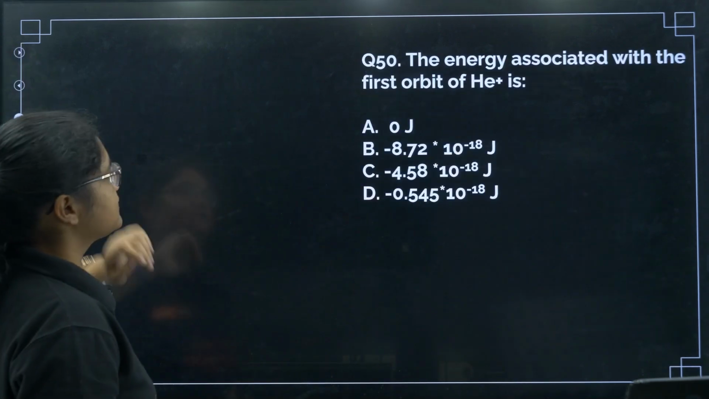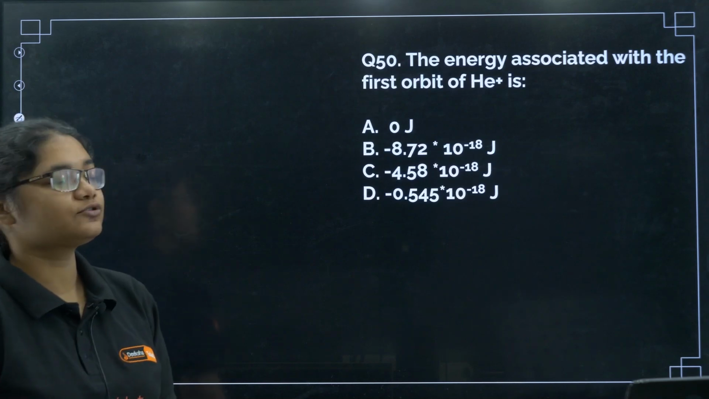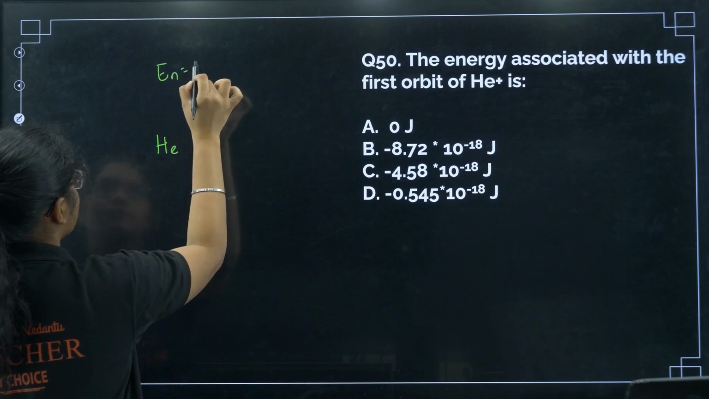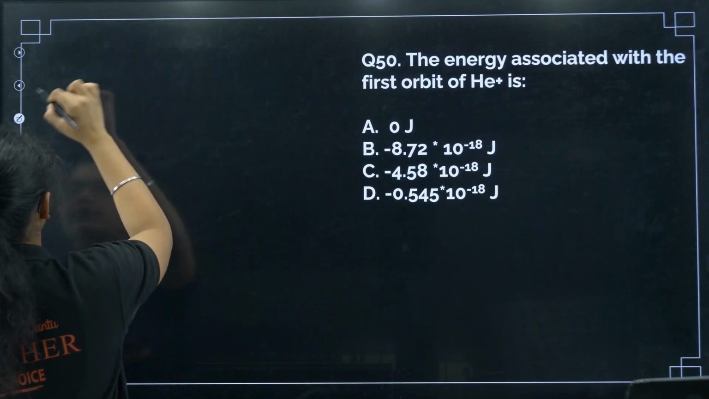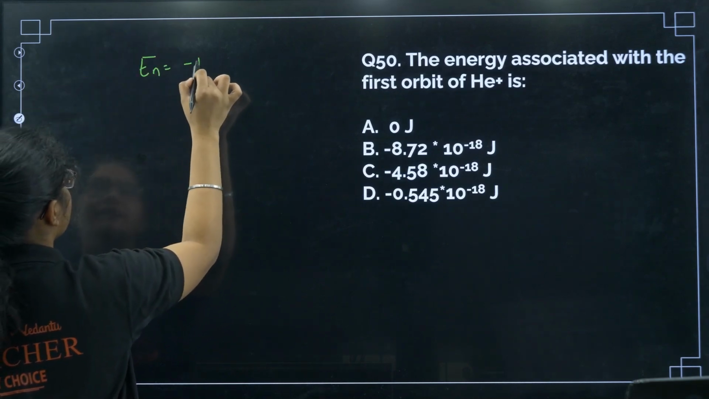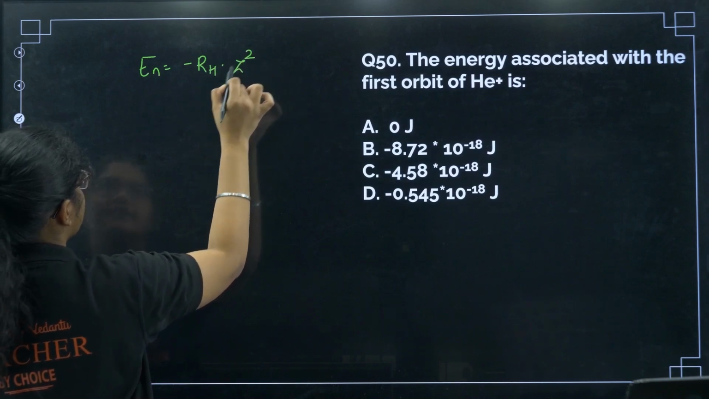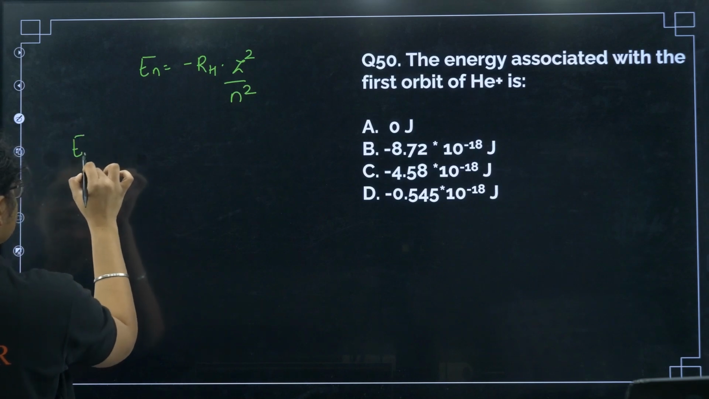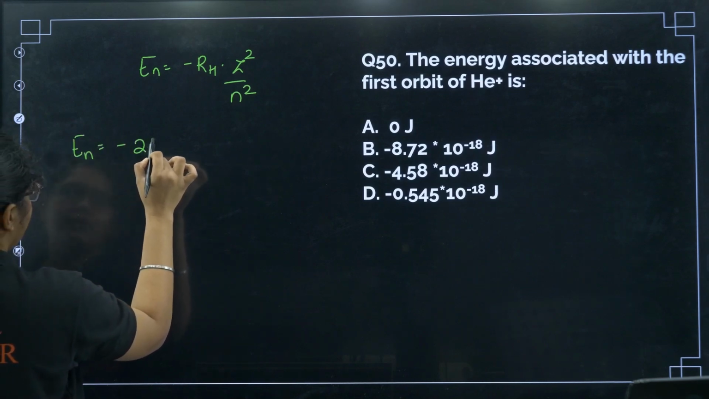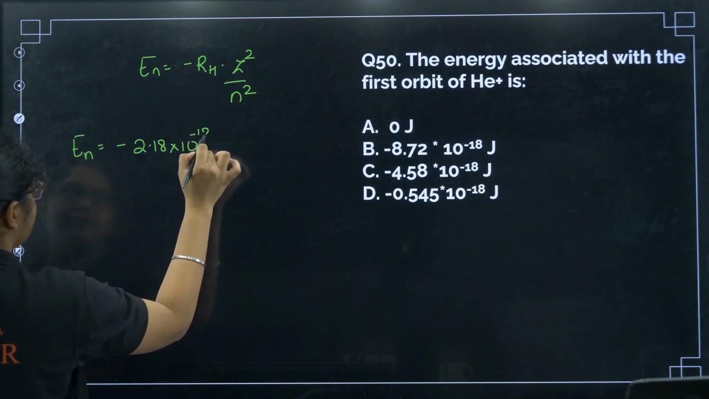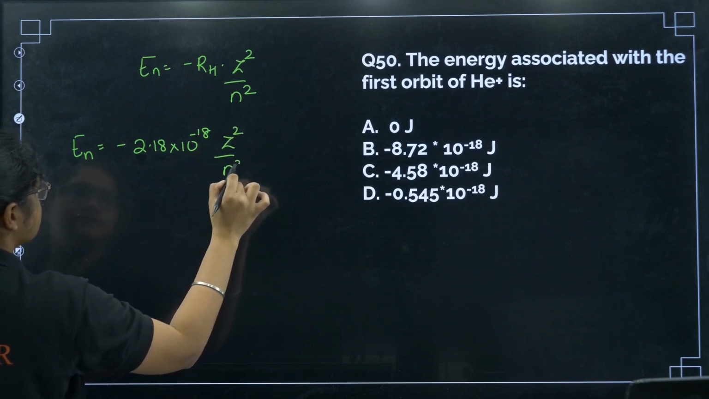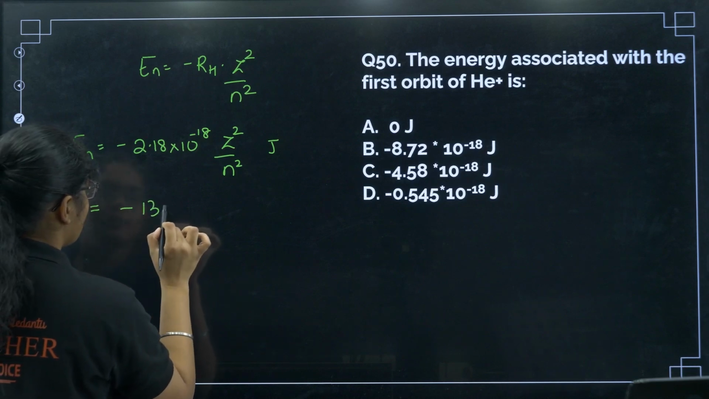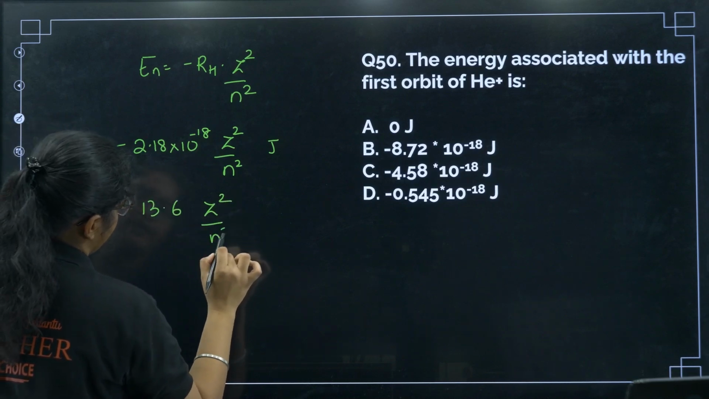Okay. Next, energy associated with the first orbit of He+. So we know the energy En formula is what? Just let me write down all the formulas here. En is equal to minus RH into Z squared by n squared. Now what are those values of RH? En is equal to minus 2.18 into 10 to the power of minus 18 Z squared by n squared joules, or it will also be equal to minus 13.6 Z squared by n squared eV.